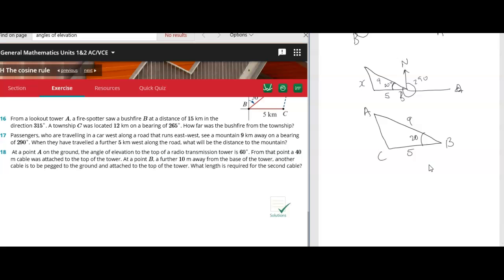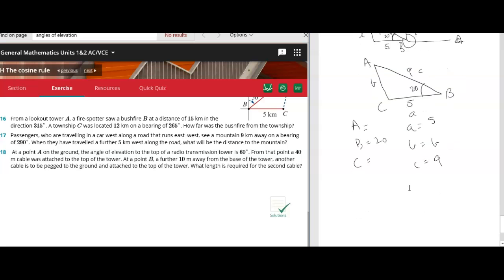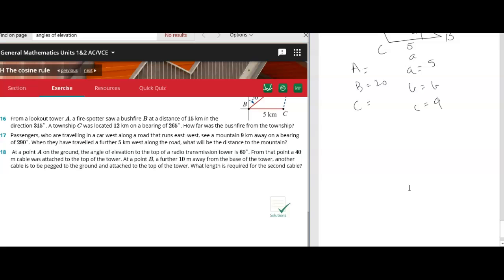Okay, so let's label our diagram A, C, B. Identify what you have. Here I was saying, I'm not going to do it for you, and look at me. B is 20, A is 5. I'm going to stop after this though. And little b is what we want to know, and little c, sorry, is 9. Okay, so you're going to use b squared equals a squared plus c squared, blah, blah, blah. Okay, let's move on to 18.